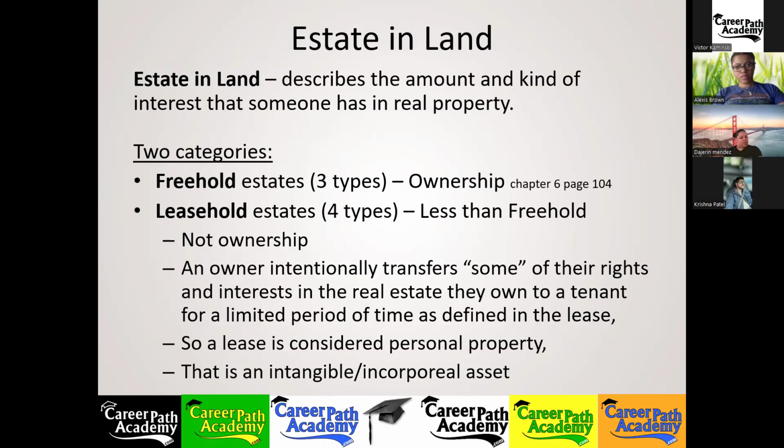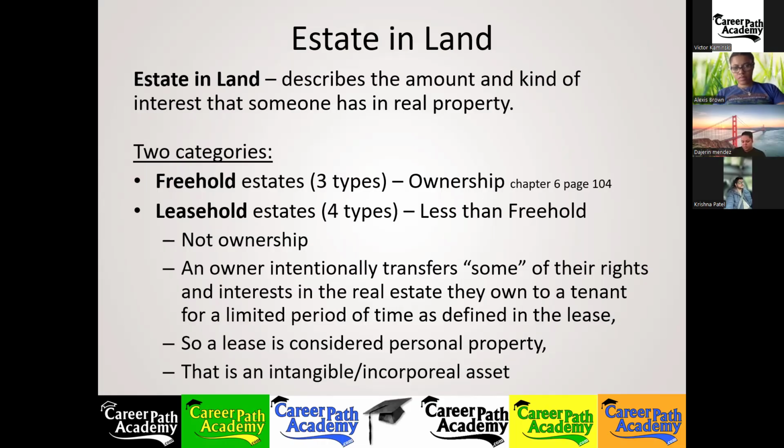All right, so an estate in land. What is an estate in land? We learned about this in chapter 6. It describes the amount and kind of interest that someone has in real property. And there's 2 categories of estates in land. The category that describes ownership is the freehold estate. And there's 3 types of freehold estates.